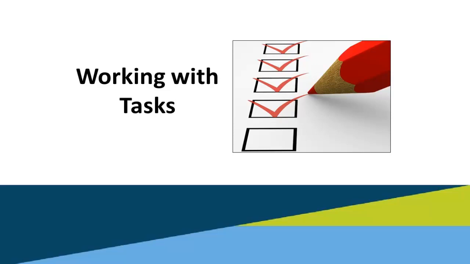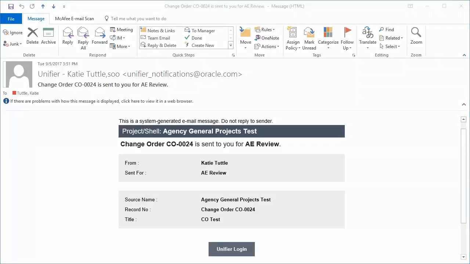Working with tasks. When you have a task to complete in OAKS, you'll receive an email notification from Unifier to let you know that you have a task to complete in the system. This notification is going to tell you the project that it's in, it's going to tell you what type of record it is and the record number, and what it's been sent to you for. It will also tell you who it came from, what it's sent for, the project name, the record number, as well as the title. Then you can click the Unifier login link down here at the bottom to access the task.